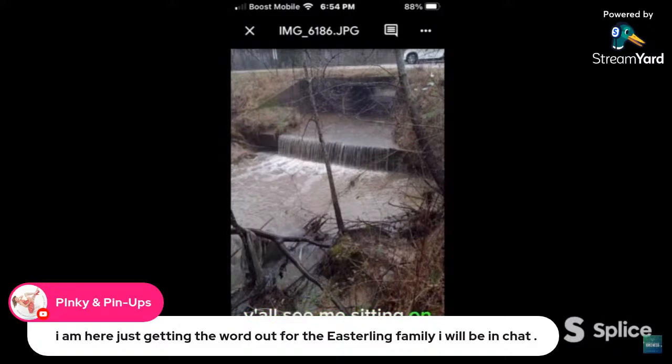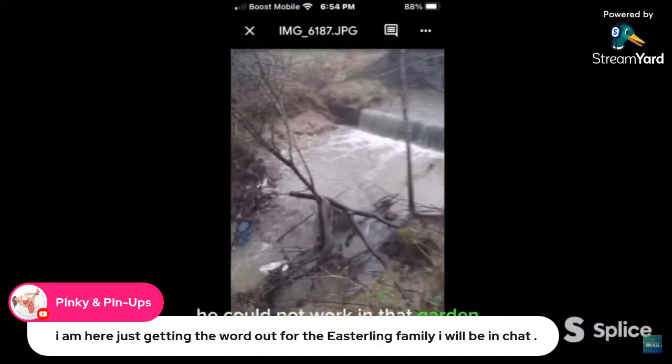Y'all see me sitting on the tailgate. The reason I'm sitting on the tailgate is watching his reaction. He could not work in that garden for looking behind that trailer. Same thing when y'all went down on the power line, he just couldn't keep his eyes off of it. And then when she went back on the power line with the last dog, he was throwing a fit. His mama had been real nice up to this one. He started throwing a fit about getting his dog back to somebody.